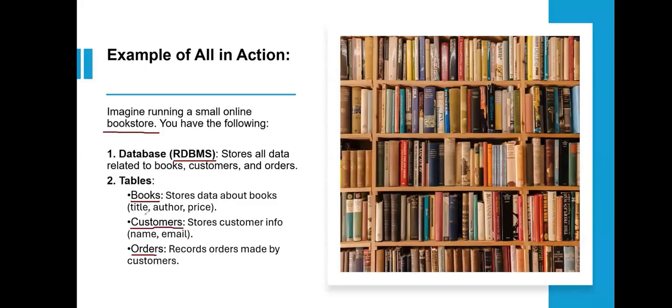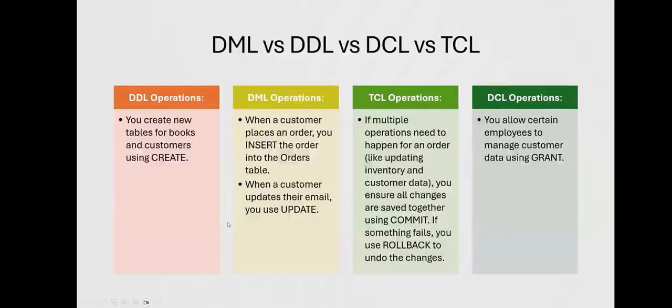In the book table, you have the title of the book, author of the book, price of the book. In the customer table, you have name and email of your customer. Order table will have all the orders that have been placed. Now, someone in the chat box is writing data definition, data manipulation, transaction control, data control. Yes, exactly. Correct definition. So, one by one with examples.